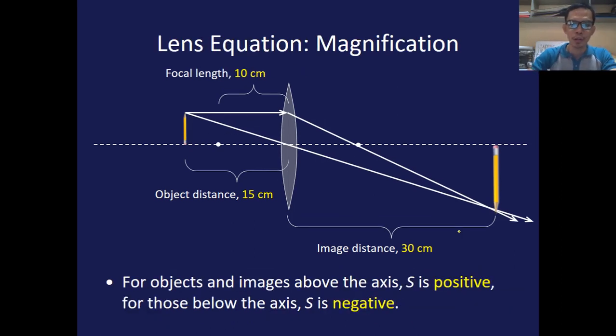So what we have right here, the image distance is negative, just like we were talking about earlier.